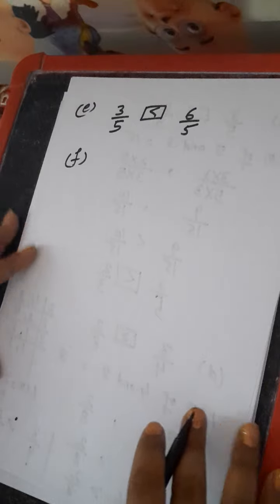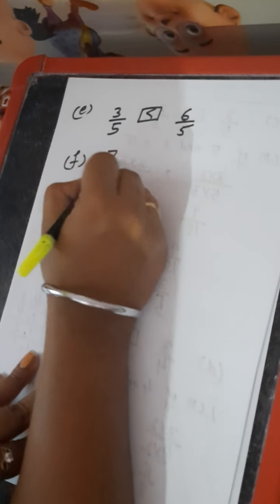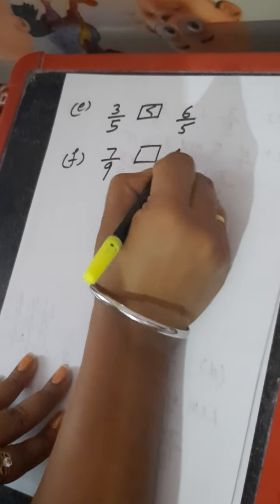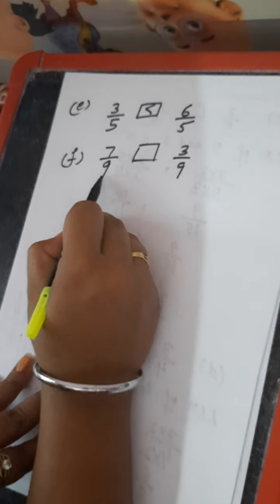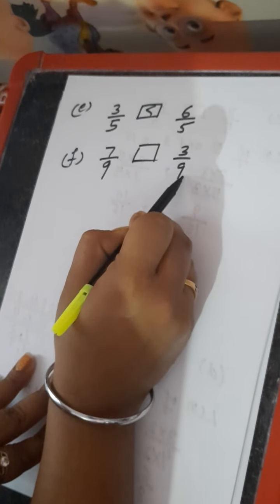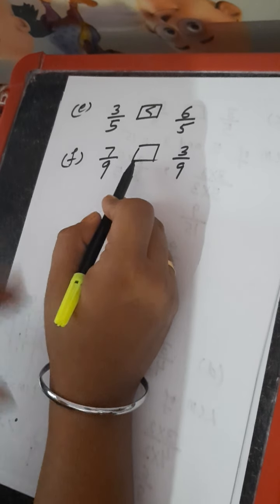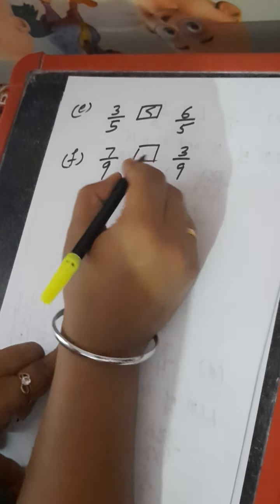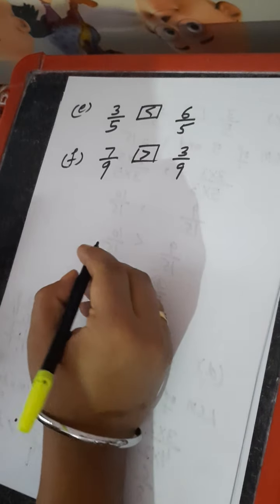Now next F part. F part we have 7 upon 9, 3 upon 9. Here denominators are same, so we have to compare numerators only. Here 7 is greater than 3, so I will write this greater.